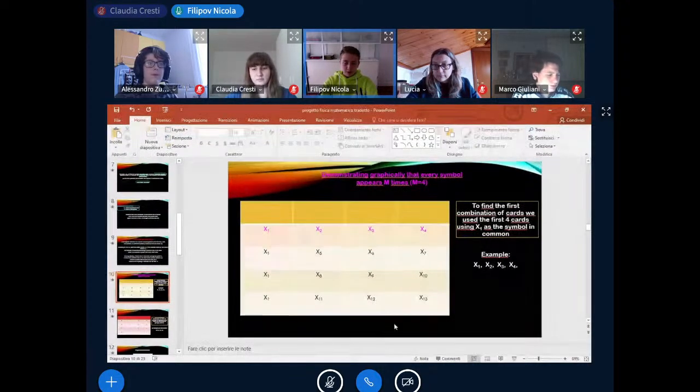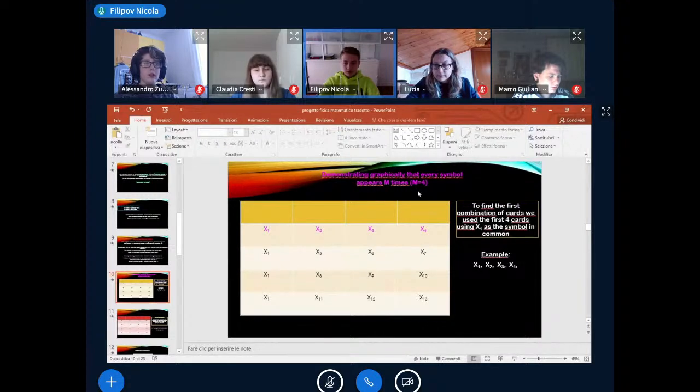Now we are going to demonstrate this graphically with m, the symbols per card, being 4. To find the first combination of cards, we put a symbol x1 in each of the 4 cards. So going with the pattern of the rows, we had the cards x1, x2, x3, x4; x1, x5, x6, x7; x1, x8, x9, x10; and x1, x11, x12, x13.